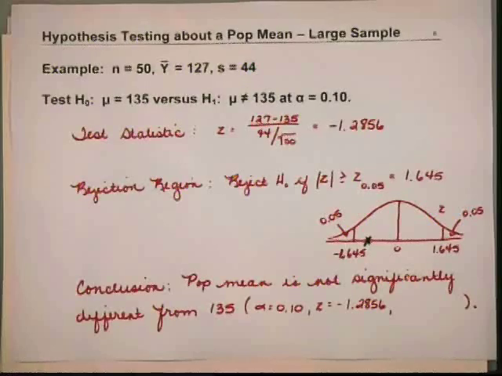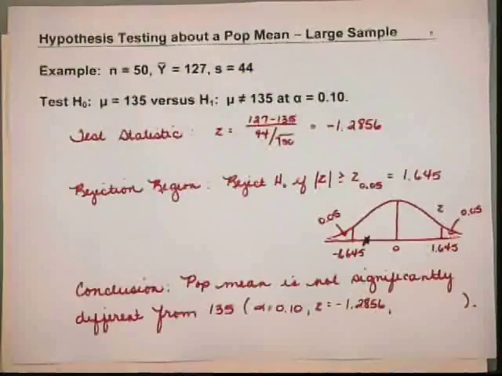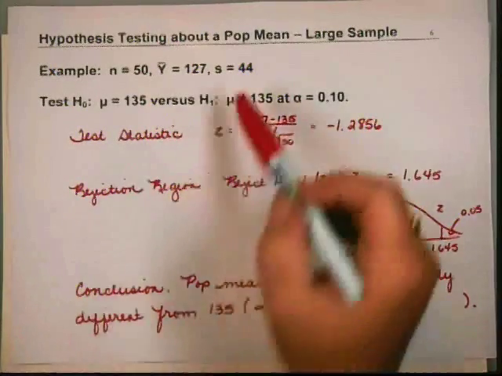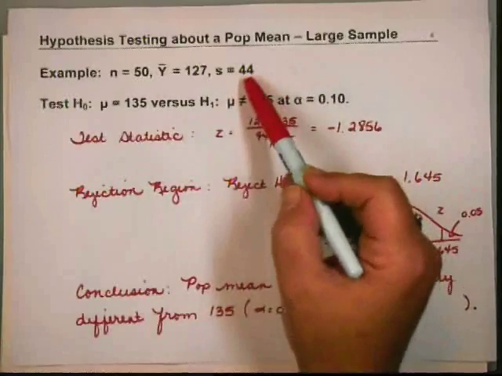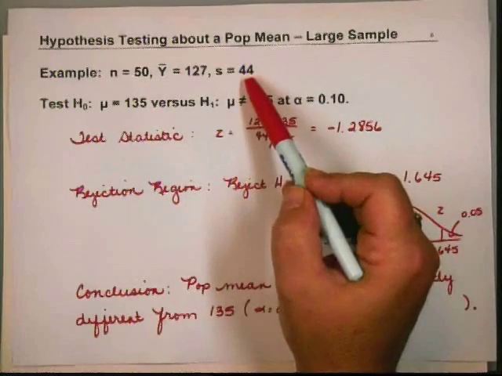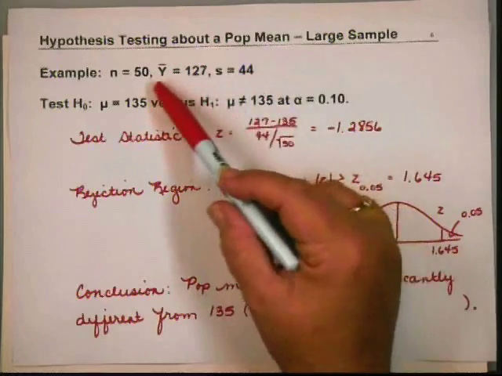Okay. What we're looking at, though, is we're making our decision given the observed variability in the data. Is this 127 a lot different from 135, given the natural error variability, right? If the natural error variability is quite small, then this 127 would be much different. But given this natural error variability of 44 for a standard deviation, that difference of 8 isn't so bad for a sample of size 50.